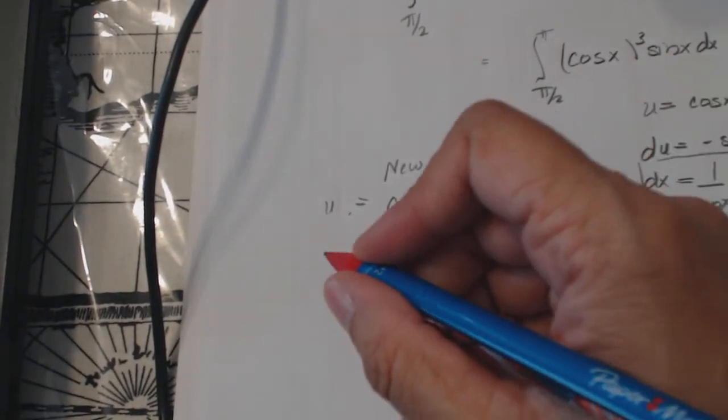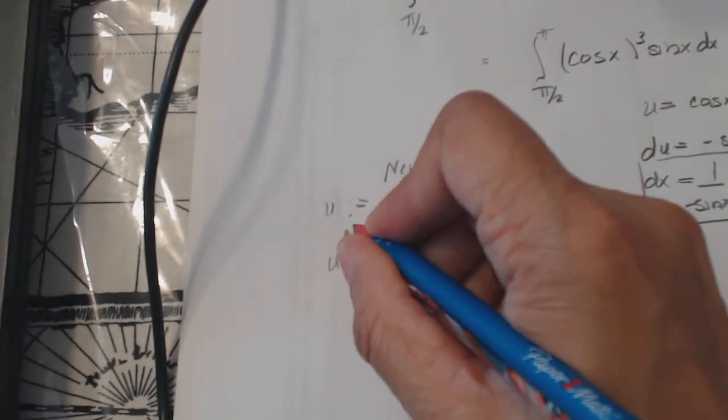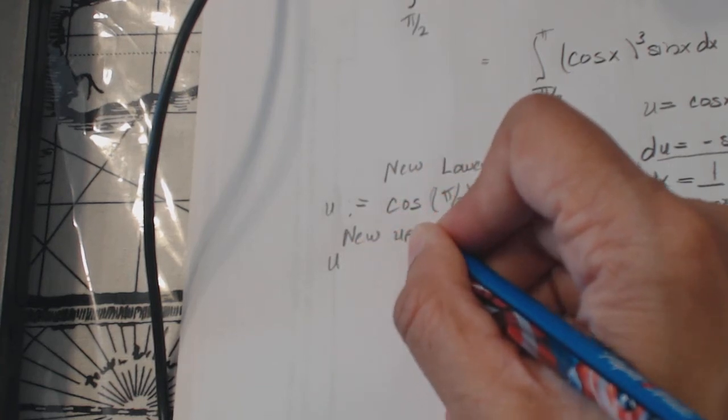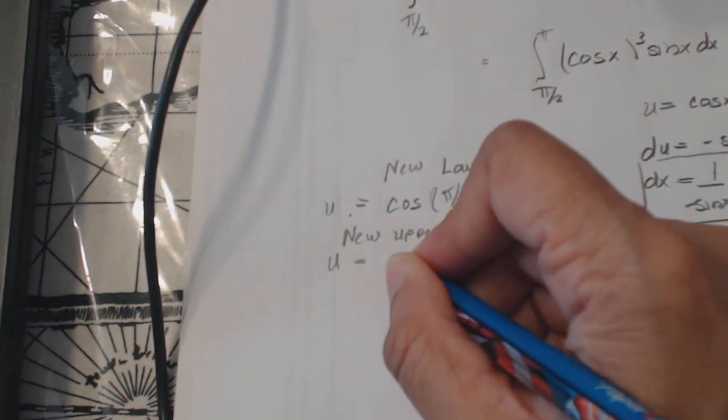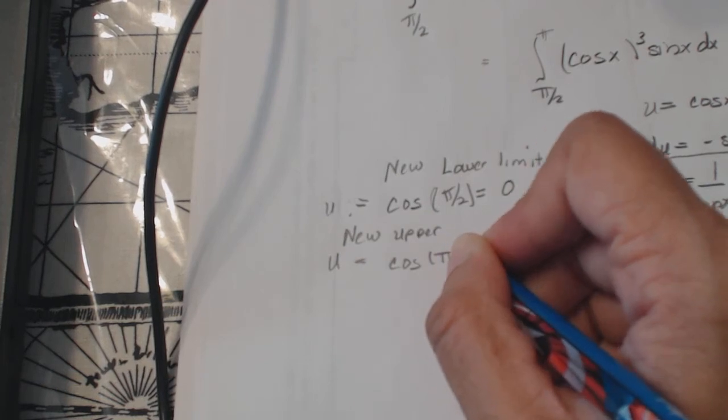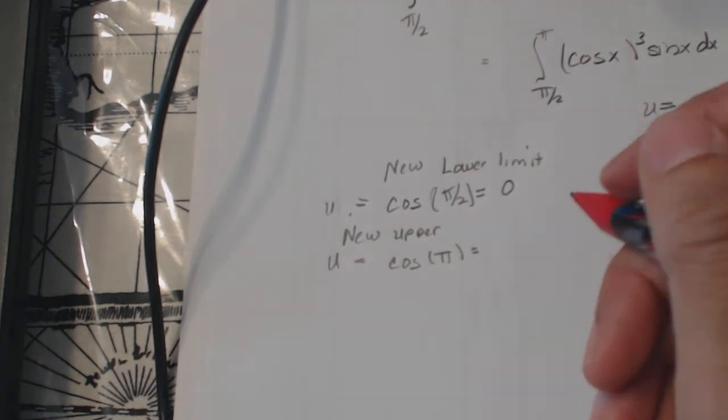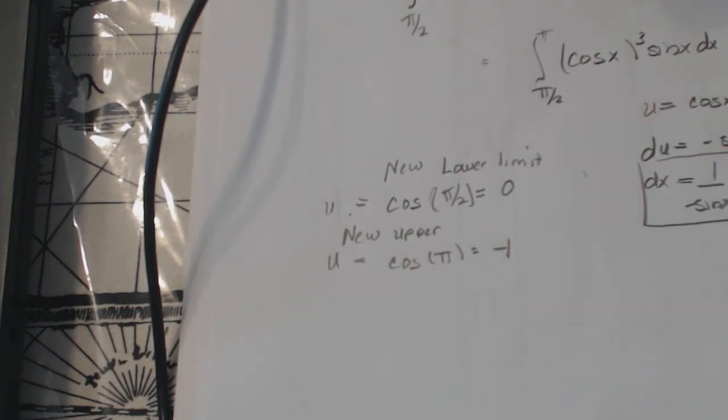And my new upper limit is equal to cosine at pi. Cosine at pi is minus 1. And I know that some of you don't have the unit circle, but you're allowed to use your calculator. Make sure it's in radians, and then just plug these things into your calculator, and you will get 0 and minus 1. You have to have your calculator in radians.